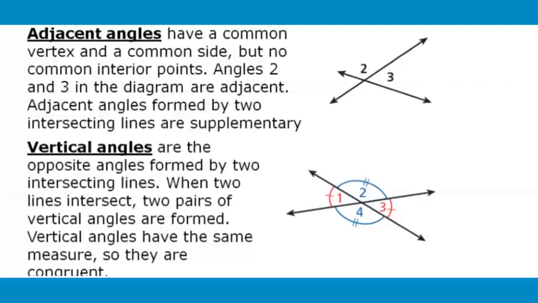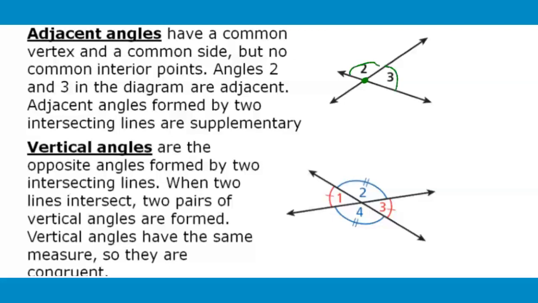So now let's look at angle relationships. That's our point today. We want to look at what an adjacent angle is and a vertical angle. So in the first one here, adjacent angles have a common vertex. So if we're looking at angle 2 and 3, they share that vertex right there. Angle 2 and 3 are adjacent. They are formed by intersecting lines, and they are complementary in this case.